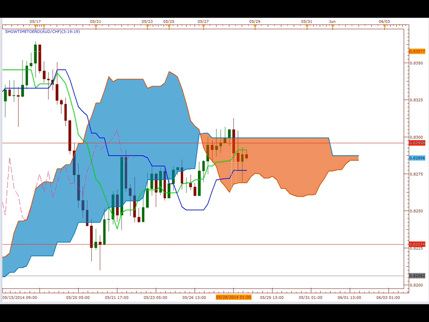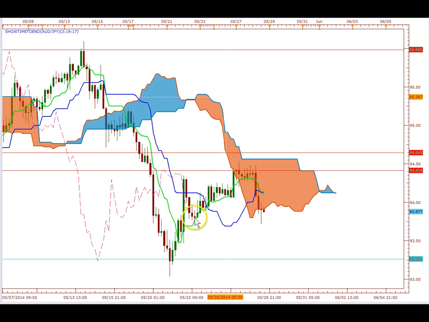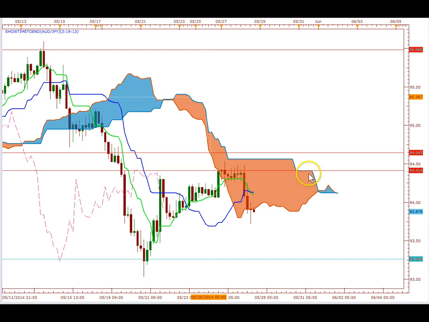Let's go to another trade, which would be the Aussie yen. All right, you can see the Aussie yen. It's inside the cloud, but it's attempting to break out. Now you had a crossover here. This was bearish all along, and then you had a low crossover. Price was up here, and this became bullish, and you didn't get a breakout of the cloud yet.